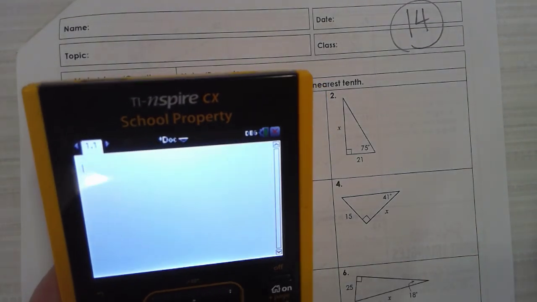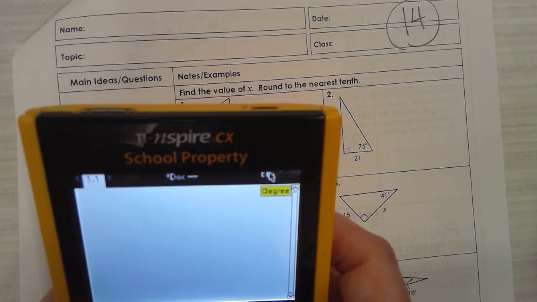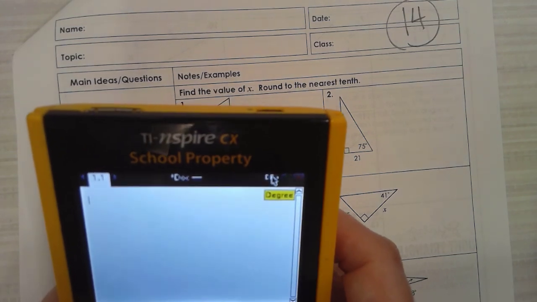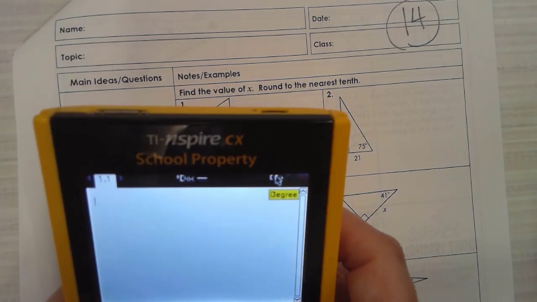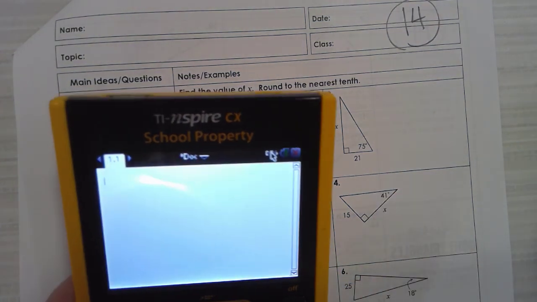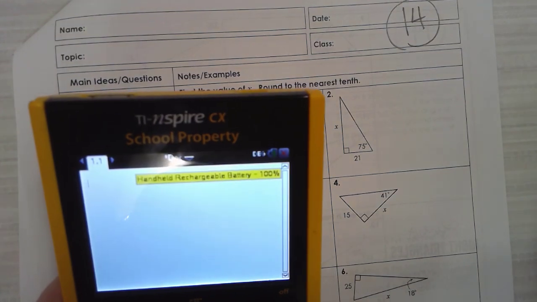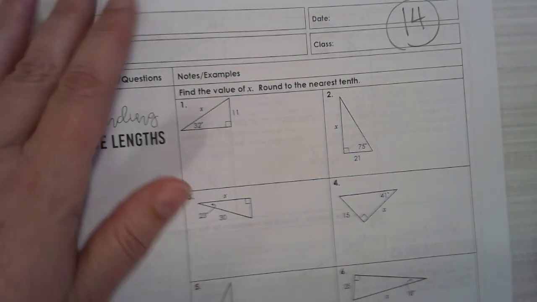On some of them, like some of the newer ones, you can actually just use the little cursor and you can click on it sometimes to change it. Mine won't let me do that. Some of them will allow that, which is kind of a shortcut, but this one doesn't. All right. Are you good? Everybody good? In degree? Awesome.